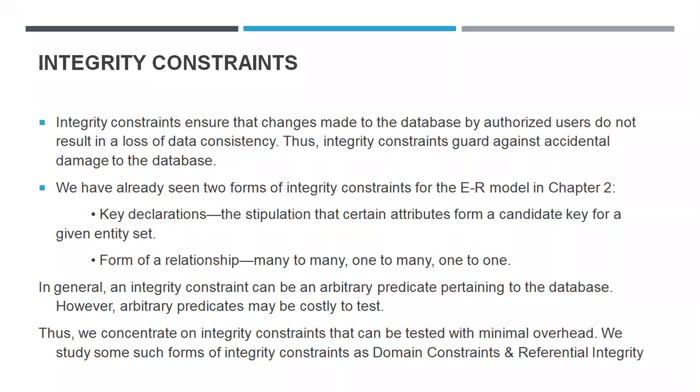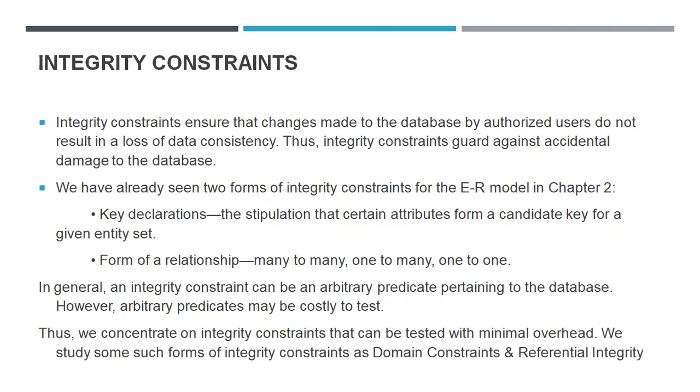So we already have seen two forms. Let us see here: key declarations and form of a relationship. In key declarations, we stipulate that certain attributes form a candidate key for a given entity set. That means a particular candidate key is going to identify a particular record. The second one is form of relationship, which means the many to many, one to many, and one to one relationships we have seen. So here data consistency is maintained and integrity has to be made sure.